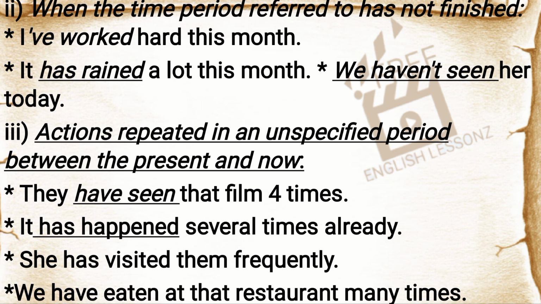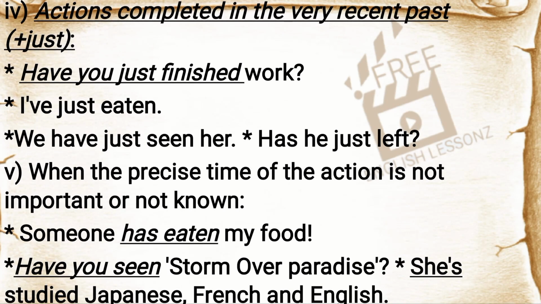3. Actions repeated in an unspecified period between the past and now. They have seen that film 4 times. It has happened several times already. She has visited them frequently. We have eaten at that restaurant many times. 4. Actions completed in the very recent past, plus just. Have you just finished work? I've just eaten. We have just seen her. Has he just left?